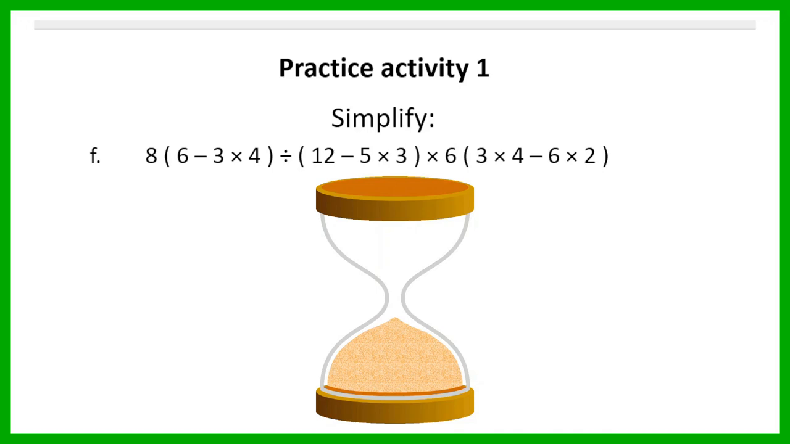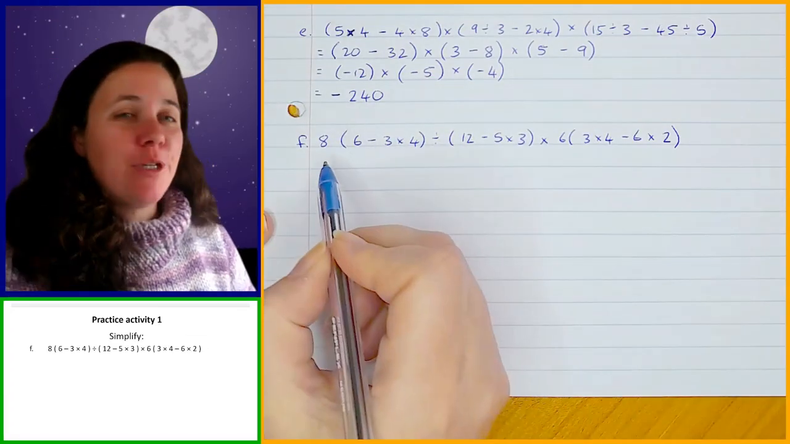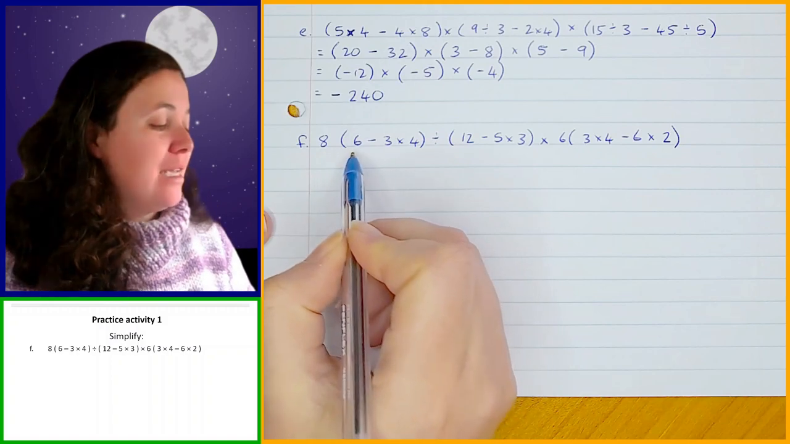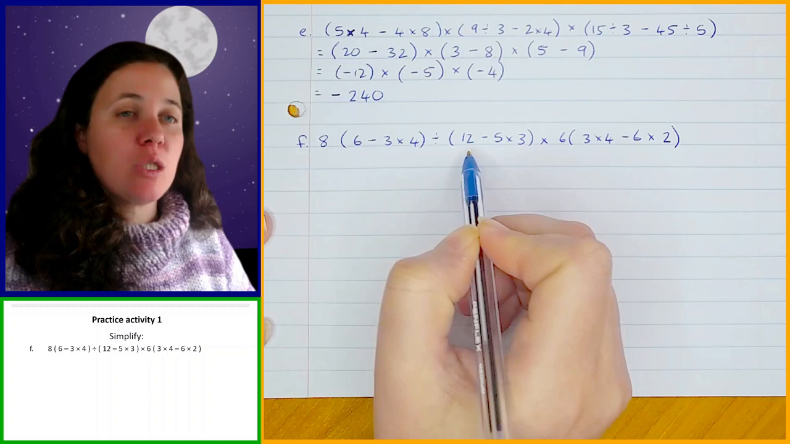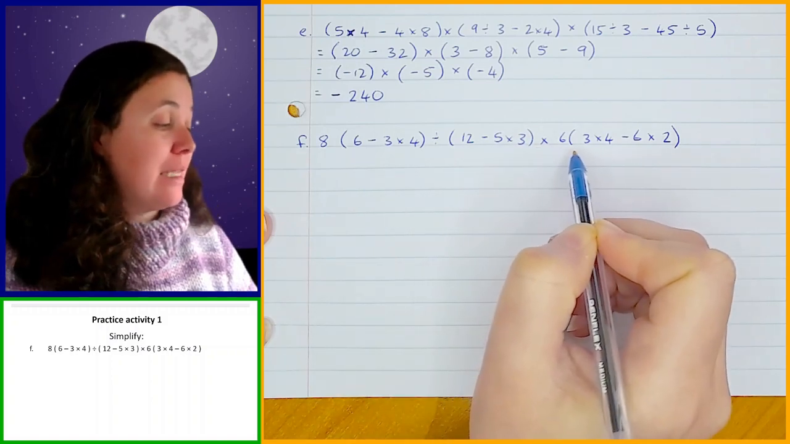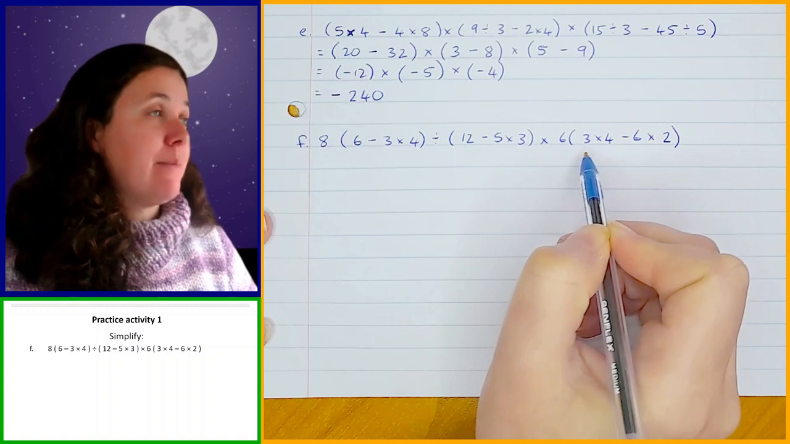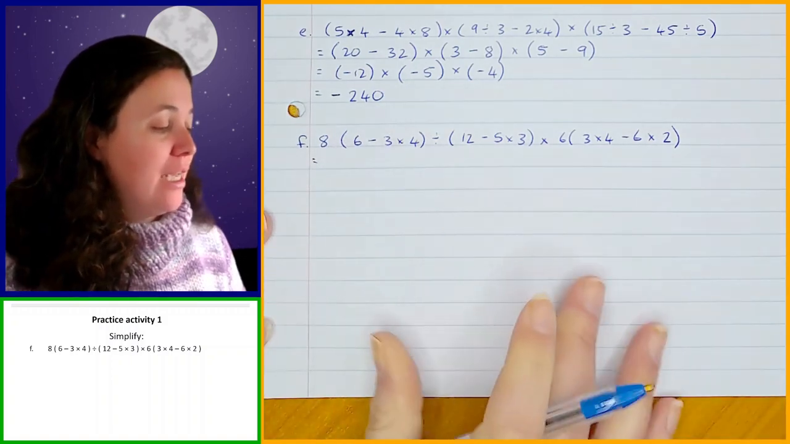Okay, you should be done with that last question. So let's go through it. So in this question, we had 8 times, in brackets, 6 minus 3 times 4, then divided by, in new brackets, 12 minus 5 times 3, and then times, in new brackets, 3 times 4 minus 6 times 2.